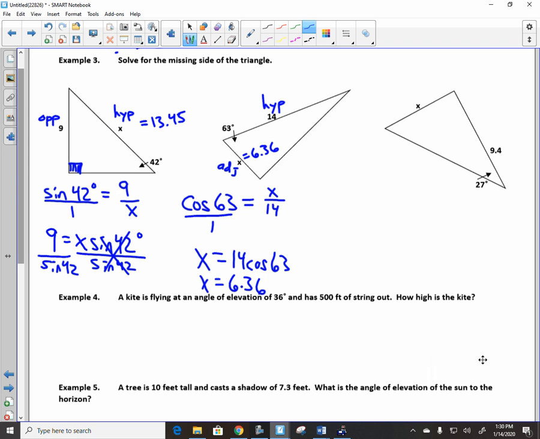Okay, people have had some time to try it. Let's see where we get. I saw just about everybody at hypotenuse here. Is x the opposite or the adjacent? It's the opposite, because it sits across from the 27-degree angle. If I draw the 27-degree angle, you can see that x is across from it. So I have the opposite, and then the other side is the adjacent.